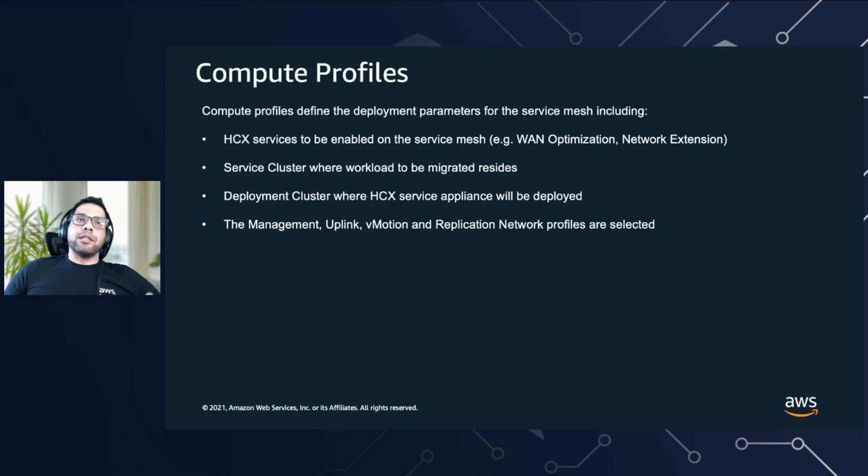Then we have to select the deployment cluster where the HCX services appliances will be deployed. So the WAN optimization appliance, the network extension appliance, the interconnect appliance, all of those get deployed into the deployment cluster. Then we have the selection for all of the network profiles. So the management, uplink, vMotion, and replication network profiles need to be selected in the compute profile.